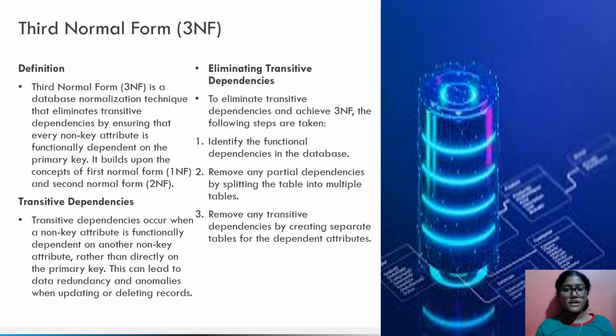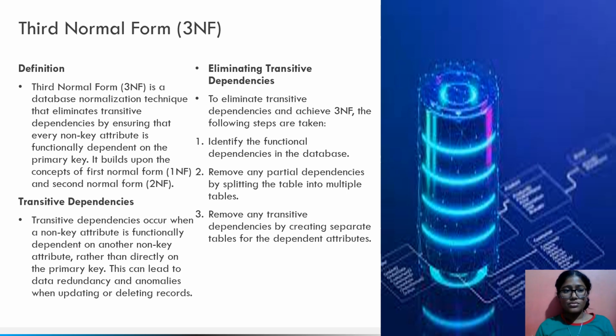So transitive dependencies are the ones where a non-key attribute is functionally dependent on another non-key attribute rather than directly being dependent on the primary key. This can lead to data redundancy and anomalies when updating and deleting records. How to eliminate transitive dependencies is a question.